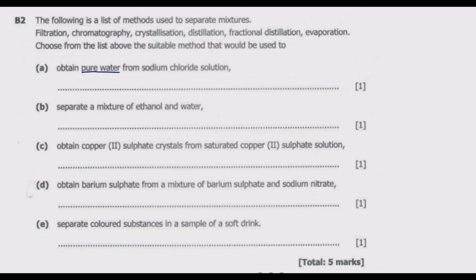So in this case, the method would be distillation, which is the same as simple distillation. What happens is we heat the solution, then our water is going to evaporate. Then we condense it. The sodium chloride solution will remain behind. Once the water evaporates, we condense it, and the vapor turns to water, which is known as the pure water.